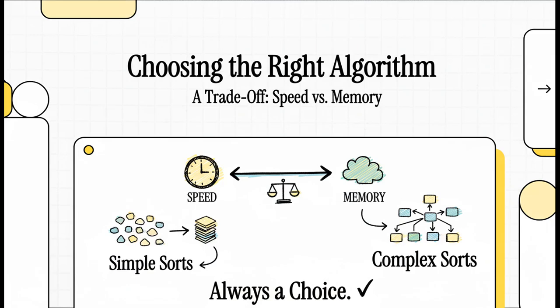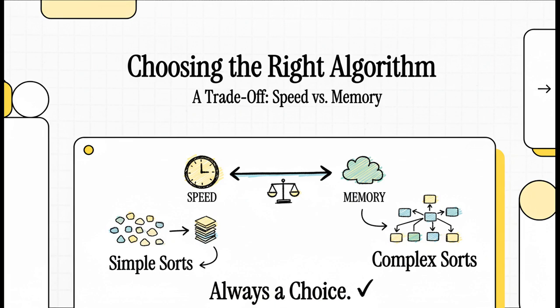Sorting data. It seems so simple, right? Just put things in order. But believe it or not, it's one of the most fundamental challenges in programming. Getting it right is an absolutely critical skill for any developer, mainly because the best way to sort is almost never obvious. So how do you pick the right tool for the job?